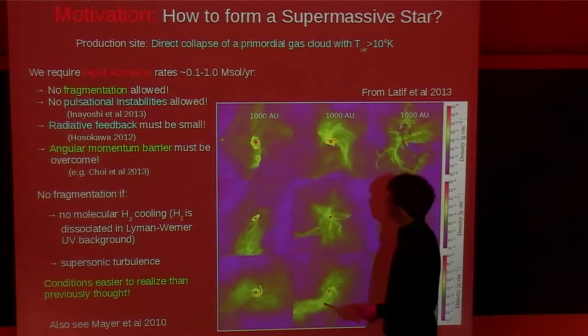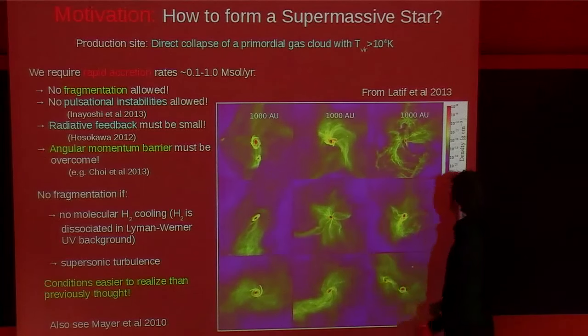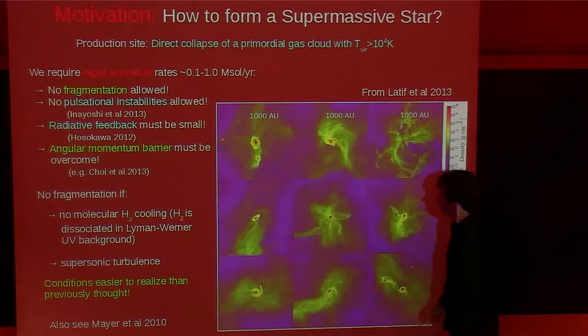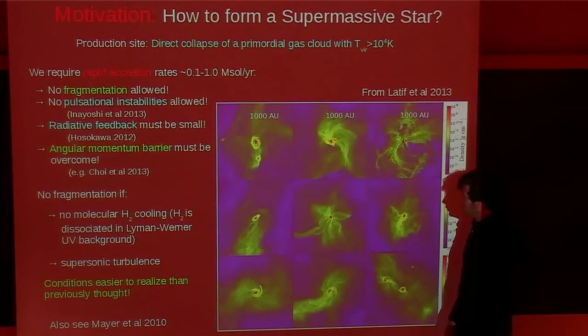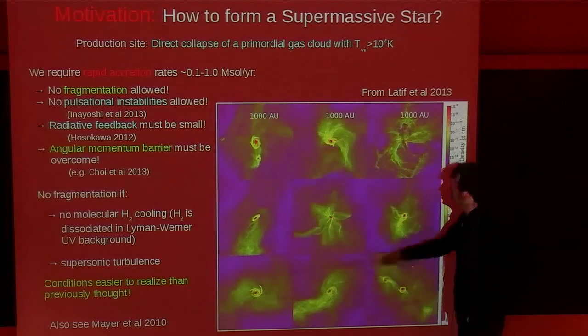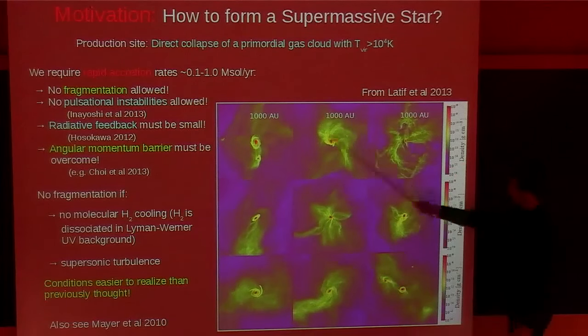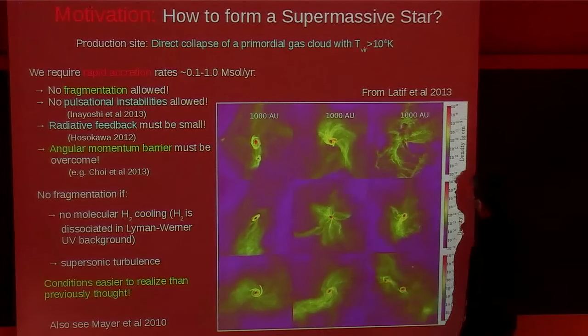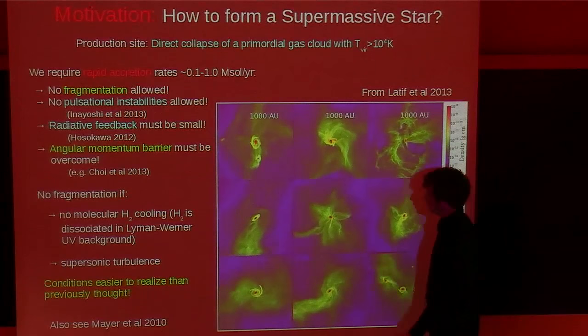But different simulations from various direct cosmological direct collapse simulations indicate that these conditions to form a supermassive object at the center are much easier to realize than what has been previously thought. So, for instance, the outcome of different halo configurations from Latif et al. in 2013, and they basically, in almost all cases, find that you form a supermassive object at the center.